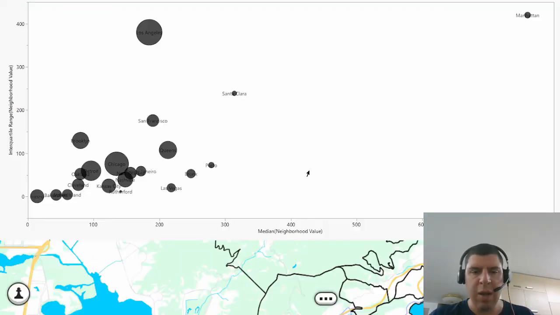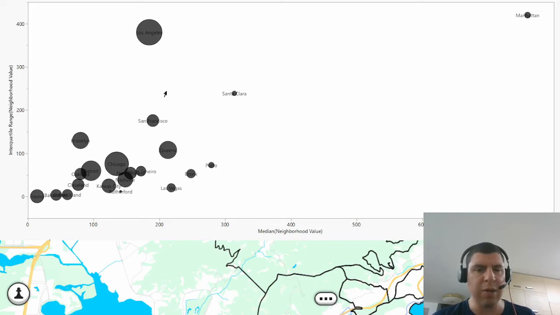In this next graph, we're looking at the median neighborhood value on the x-axis, which was previously on the y-axis. And now on the y-axis, we're looking at the interquartile range. The size of each dot represents how many properties there are in that city. So here we can see Los Angeles with the largest dot, meaning that it is the city with the largest number of properties.